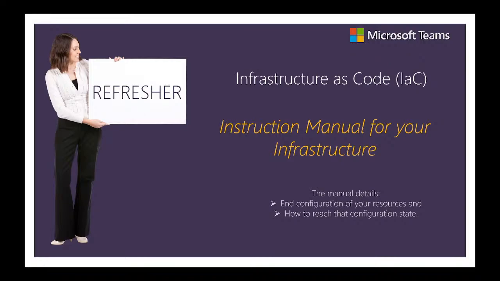What does the manual contain? It contains the end configuration of your resources and how to reach that particular state. It's simple. When I say my infrastructure, I need a key vault, I need a resource group, I need an app service plan, I need an app service, I need a function app, I need a consumption plan. That's my end state. But how do I get there? Well, that's what the instruction manual is all about. You say, I want this created. That's a brief refresher about what IaC is, an instruction manual for your infrastructure. Just keep that in mind.